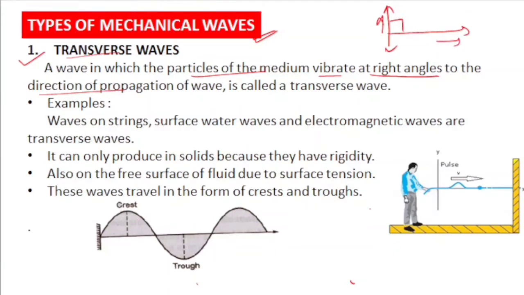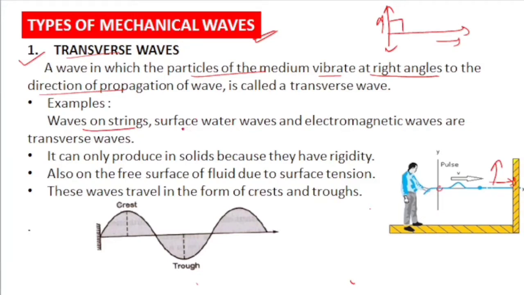For example, suppose a man is holding a thread at one end and the other end is fixed to a wall, right? When a little jerk is given at this point, what happens? In the upward direction jerk is given, the entire thread moves in a wavy manner and a transverse wave is produced, in which the wave is propagating in this direction and the particle is moving perpendicular to this direction of propagation of wave. So in case of waves on a string, a transverse wave is produced.